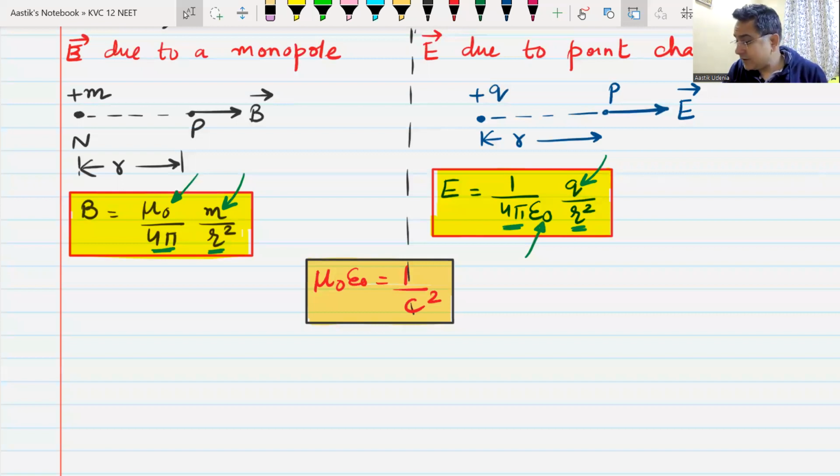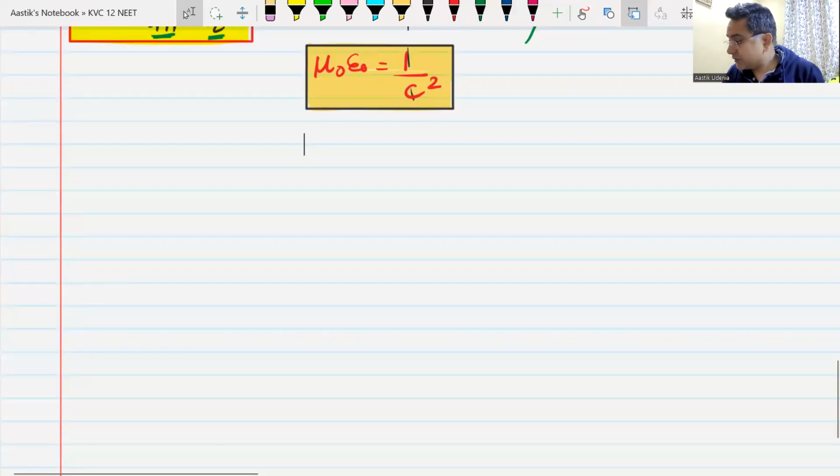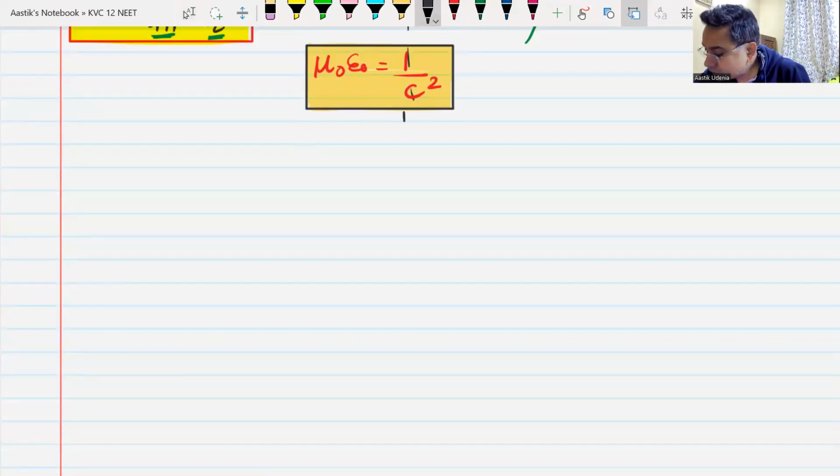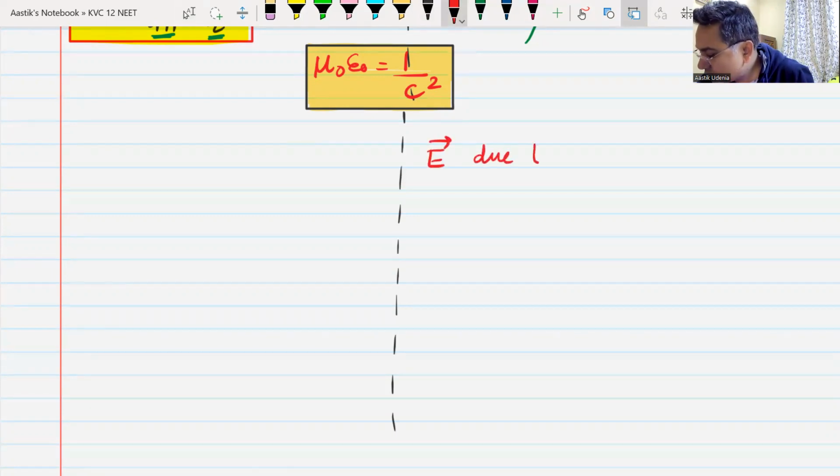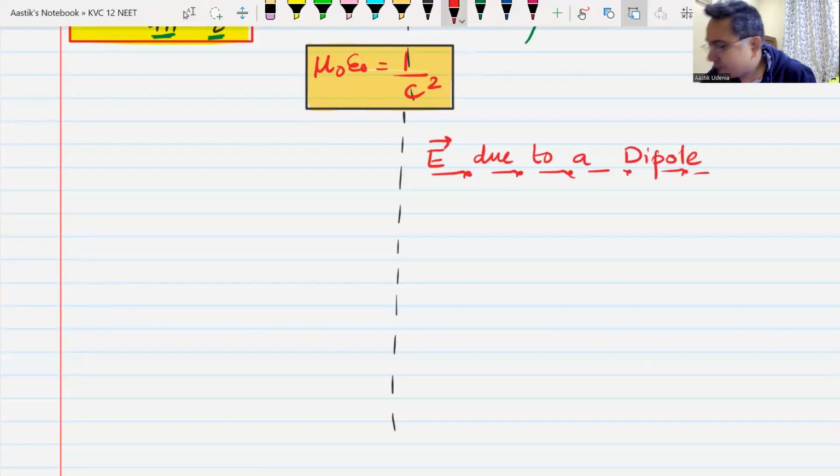Then let's move ahead and come to the point that concerns us more at this point in time. Everything else is just okay. Electric field due to a dipole. This is what we have to understand, because whenever we are in magnetism or magnetic field, monopoles do not exist.